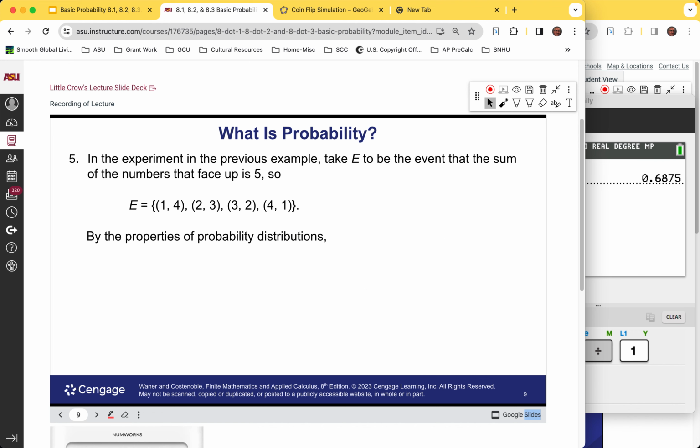Okay. Take E to be the event that the sum of the numbers that face up is 5. So how many different ways can we make a 5? Well, they've got the listing here: a 1 and a 4, a 2 and a 3, a 3 and a 2, and a 4 and a 1. So there are 4 different ways to make a 5. And there are 36 different potential physical outcomes, right?